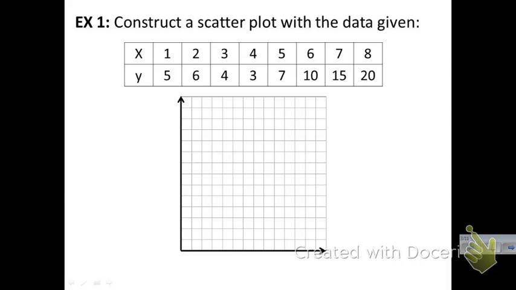So here you're going to construct a scatter plot with the given data. The first thing you're going to want to do is label it. This is our x-axis here, and we're going to go by 1, so I'm going to go every other one. And I think that's high enough. Well, we'll go up to 12 just in case.